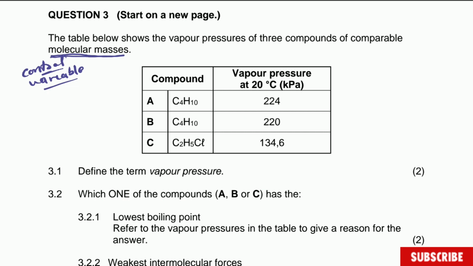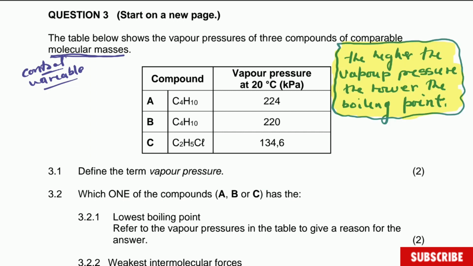Vapor pressure. They're giving you the vapor pressure here. You need to know that the higher the vapor pressure, the lower the boiling point. This is an important note. The higher the vapor pressure, the lower the boiling point, and the weaker the intermolecular forces.